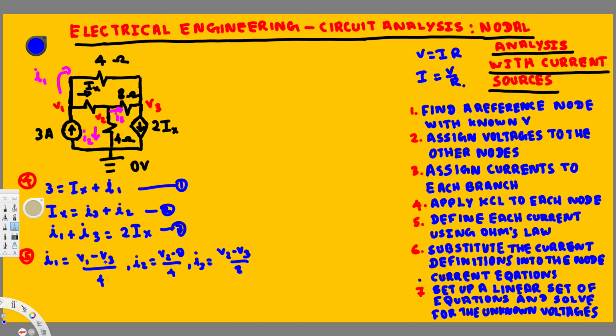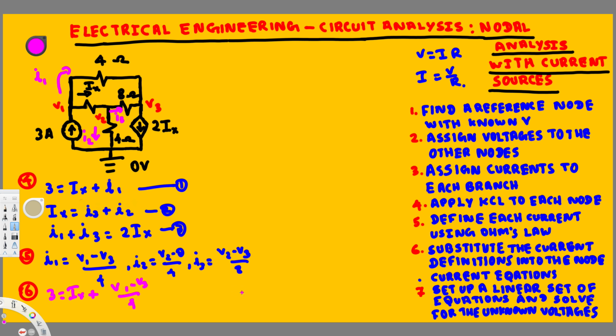Here we are going to replace all the I1, I2, I3 in terms of voltages, right? So now let's write that. If I begin with the first equation, we have 3 is equivalent to Ix plus I1, and I1 is equivalent to V1 minus V3 over 4. So we can replace this one with V1 minus V3 over 4, right? So this is our first equation, and let's put the second equation.